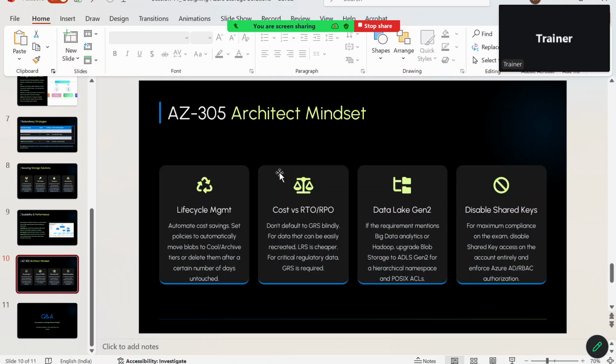Then the fourth one is premium SSD version 2, which is a modern premium storage offering. It provides higher flexibility, better performance control, and cost optimization. And then ultra disk, which is the highest performance option, best for SAP HANA, high-end databases, and mission critical systems. What are the characteristics of the ultra disk? Extremely high IOPS, extremely low latency, and highest cost.